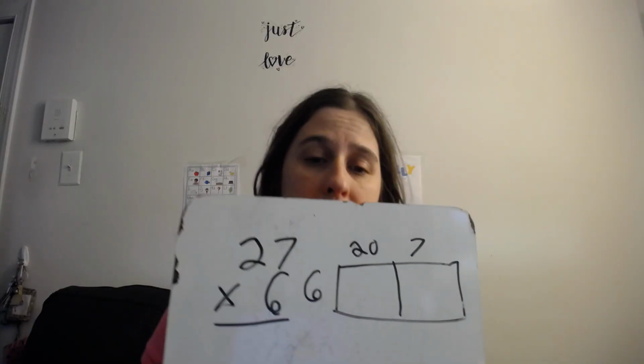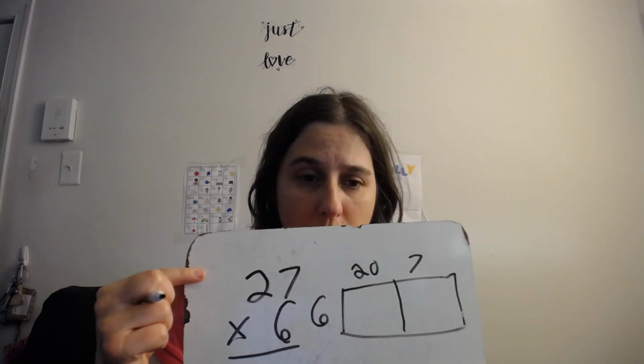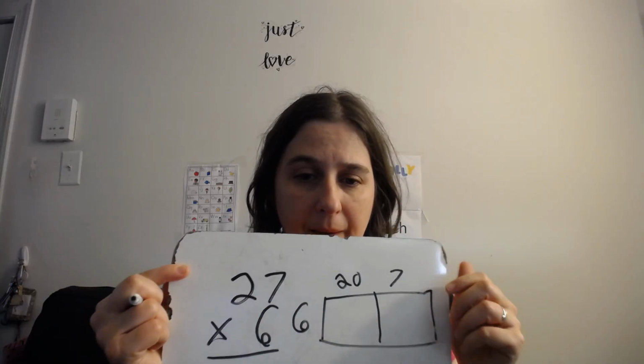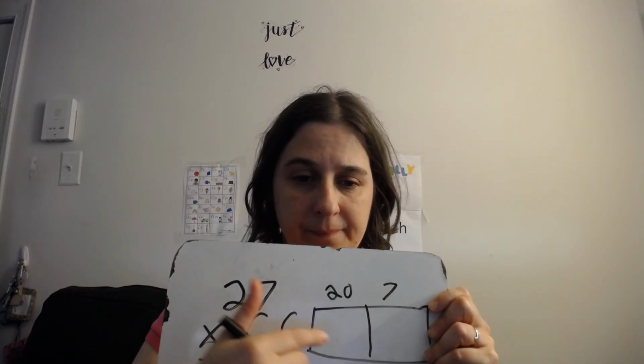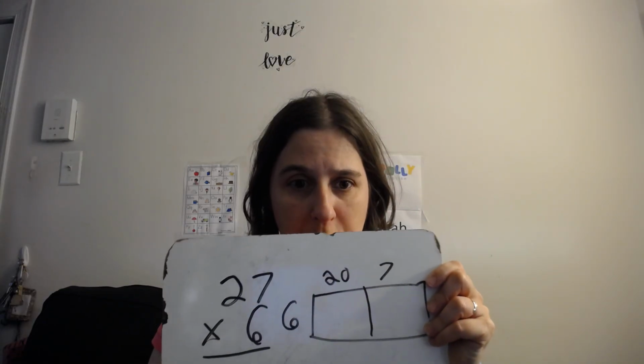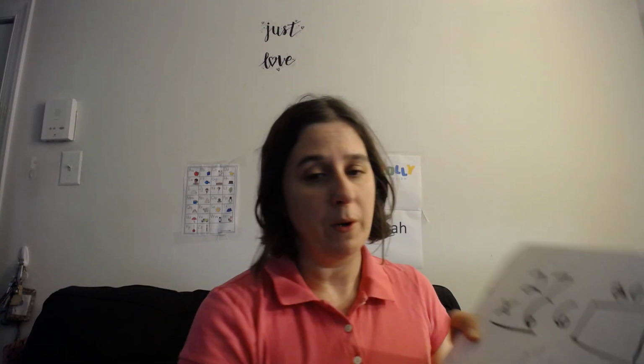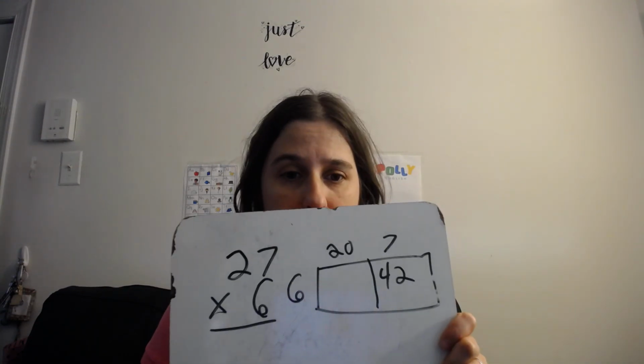If you look over here, I broke up the number 27 into its expanded form. I have a 20 and I have a 7. What you do next is you multiply the 6 by each of these numbers. So for 6 times 7, we just have to think 42. We put 42 in there.